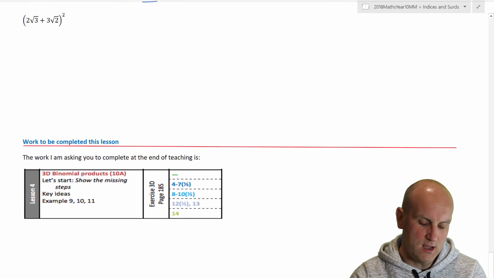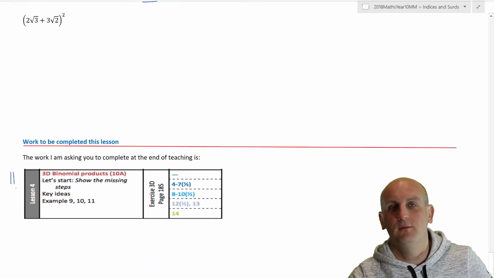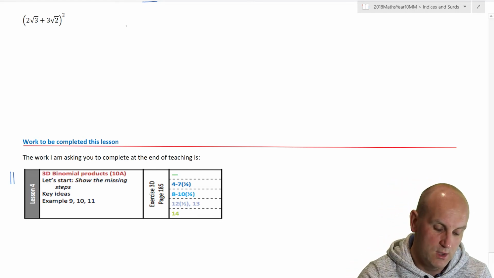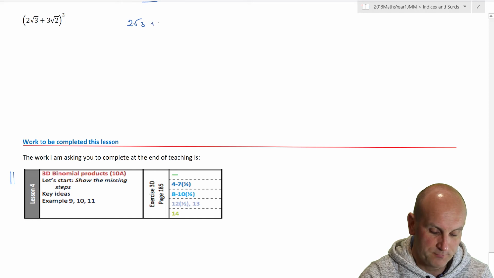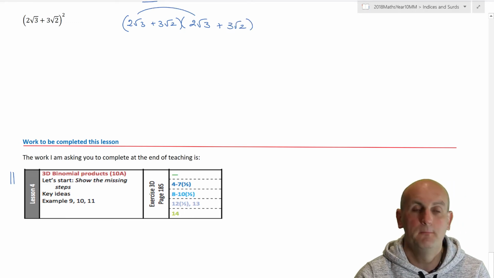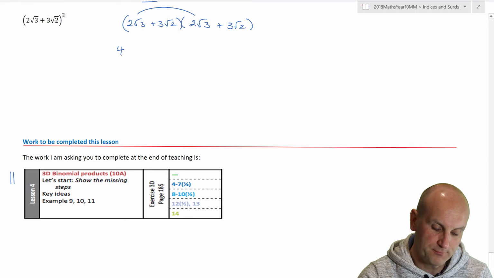Ramping it up, one last question, and those of you who are being taught by me can probably already see the work that I'm going to ask you to do. But here we go. So 2 root 3 plus 3 root 2 multiplied by 2 root 3 plus 3 root 2. FOIL. Multiply the numbers together gives me 4. And root 3 times root 3 just gives me 3. So I'm going to write that down.